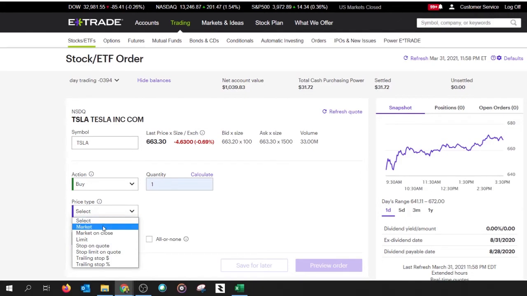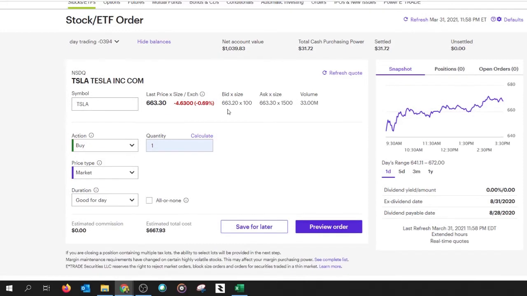The easiest thing to focus on is this thing called market. It is basically saying, get me in as fast as possible and I'm willing to pay the price. So if you're thinking market order, it's typically going to be what the person is asking for. Depending on the size of the spread, this could be a couple cents or it could be maybe a couple dollars. But that's the fastest way to get into that transaction as quickly as possible.